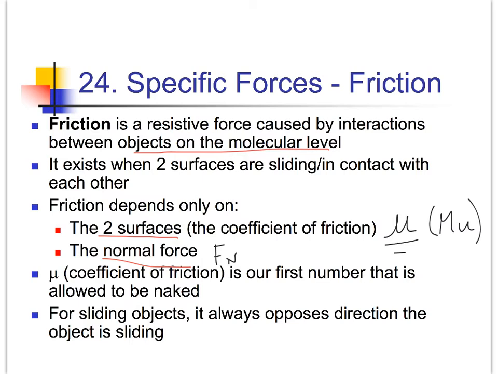All right. One last really important point, and we'll talk about the other case in a second, but for sliding objects, any object that's sliding across a surface, friction always opposes the direction that the object is sliding, opposes the velocity of the object. Okay, that's an important thing to keep in mind, and we'll talk in a few days about the not sliding case.